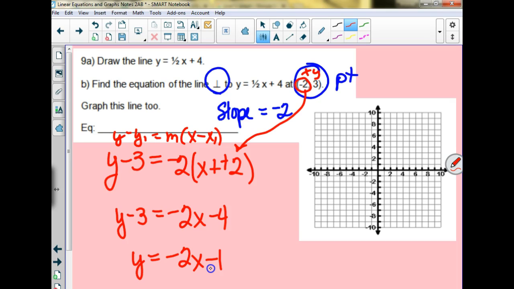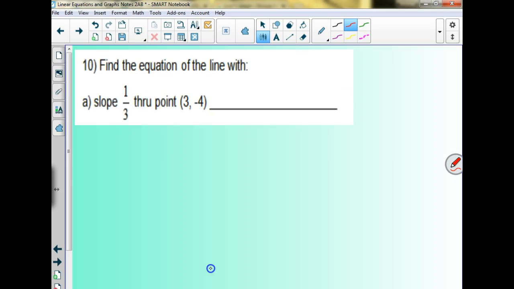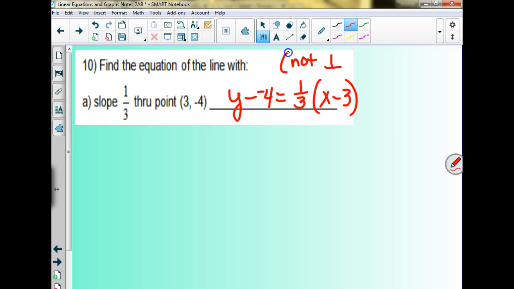Okay. I only have 2 minutes left. I'm going to skip around a little bit. This one, you just plug this into that form for me. Y minus -4 equals, what's the slope? X minus, everybody see where we got those numbers? Okay, I'm not going to do anything else with that question. No, because it doesn't say perpendicular. Okay, it just says the line through this. Okay, so it's not perpendicular. So you don't want to flip it over.